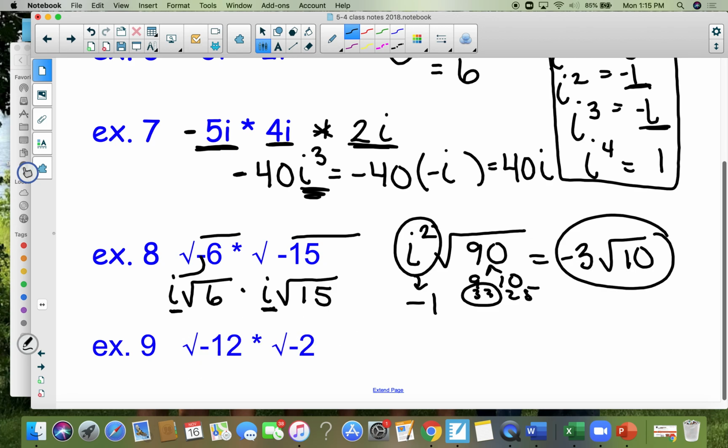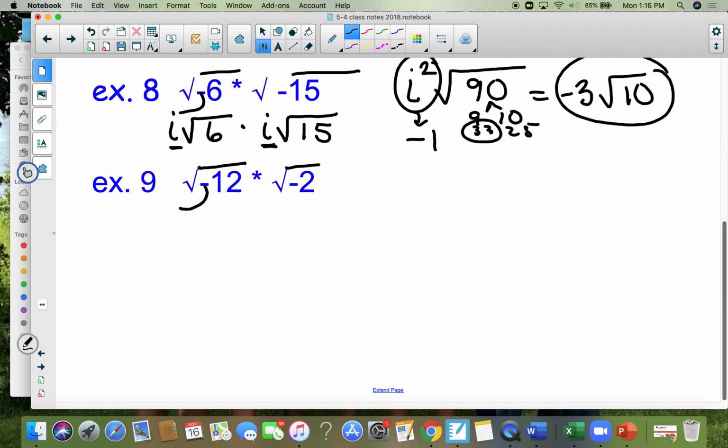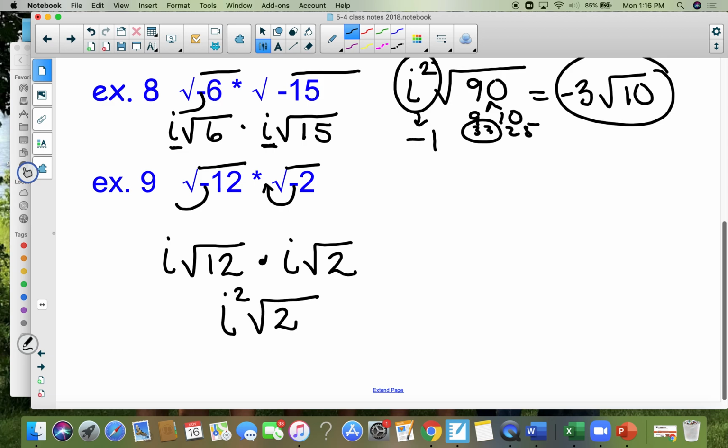So let's do another one. How do you do a negative root again? The negative sign comes out and turns into the letter i: square root of 12 times the negative comes out and turns into i, root 2. This equals i squared root 24.